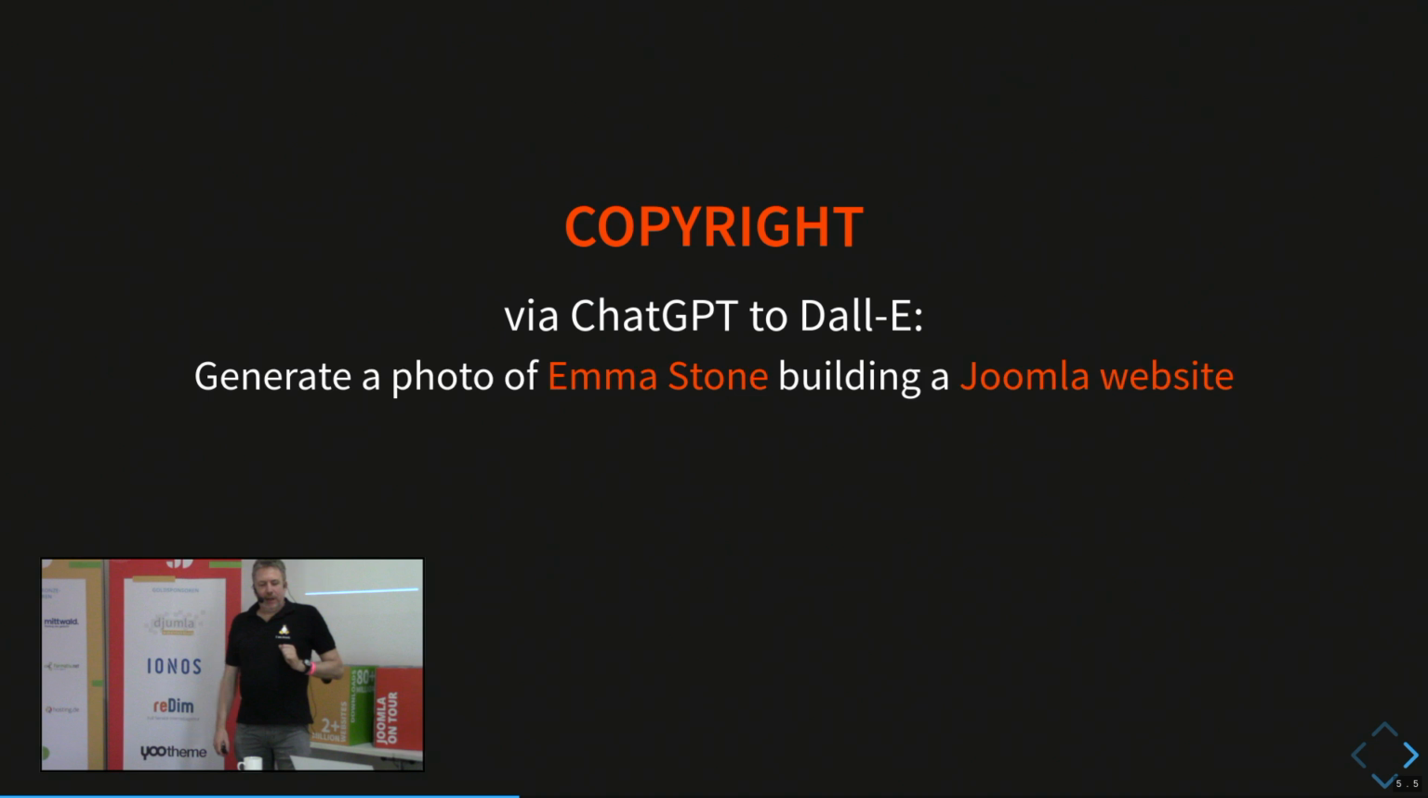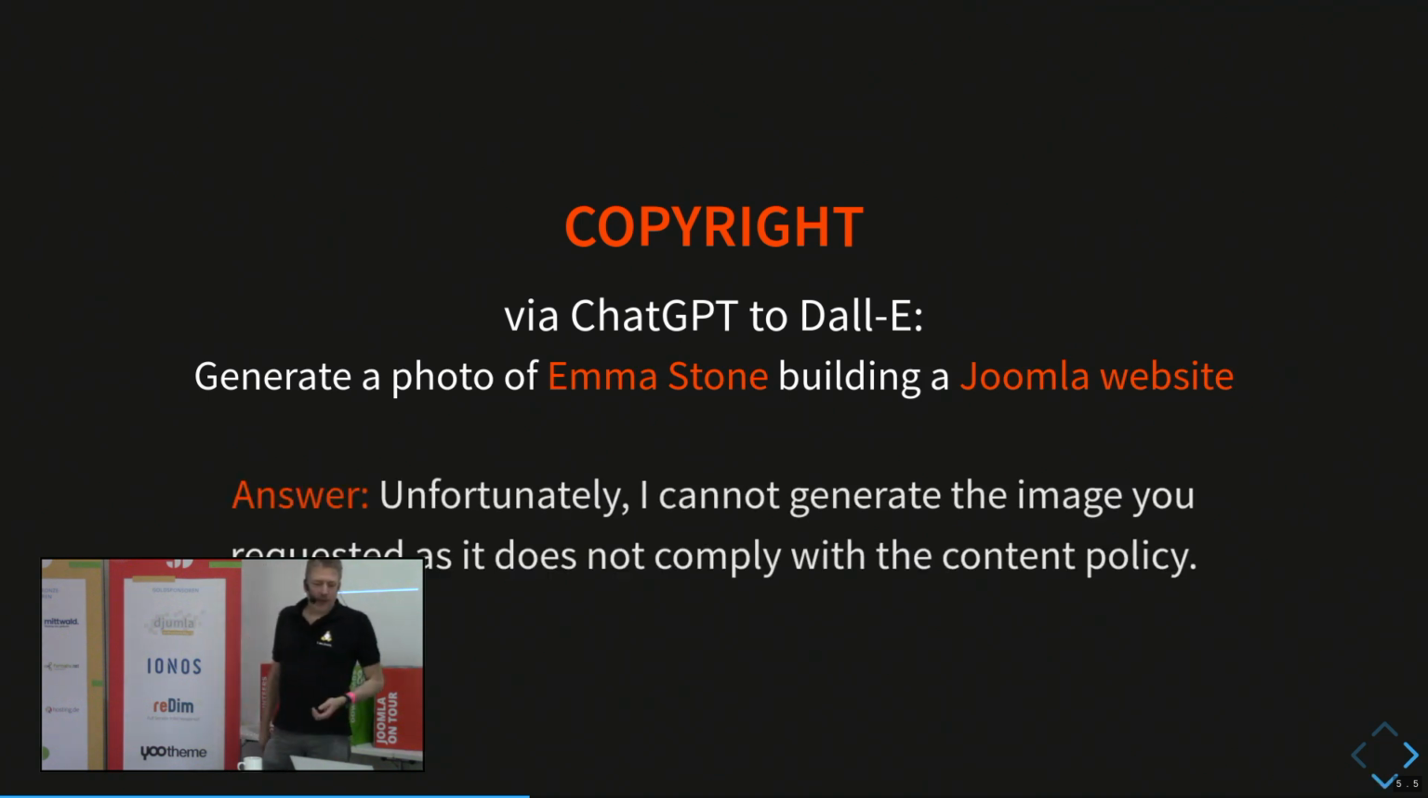Then there is something with copyright. So if you ask ChatGPT, generate a photo of Emma Stone building a Joomla website. Emma Stone is an actress. They say, unfortunately, I cannot generate the image you requested, as it does not comply with the content policy. You cannot make images with famous people on ChatGPT, on DALL-E.